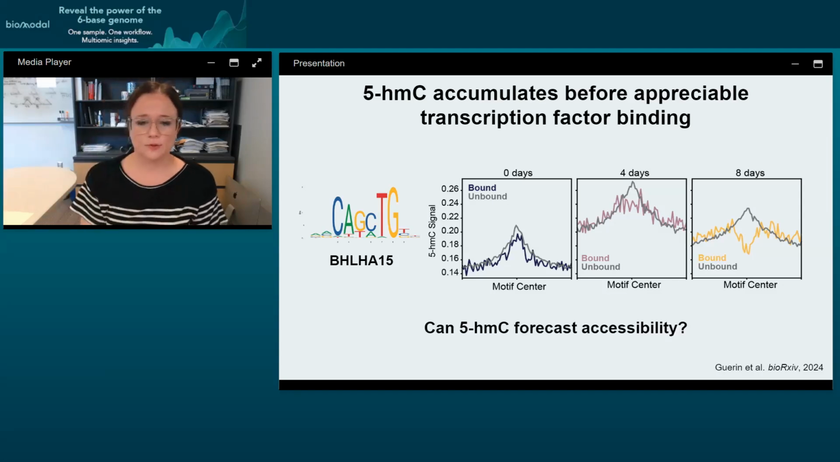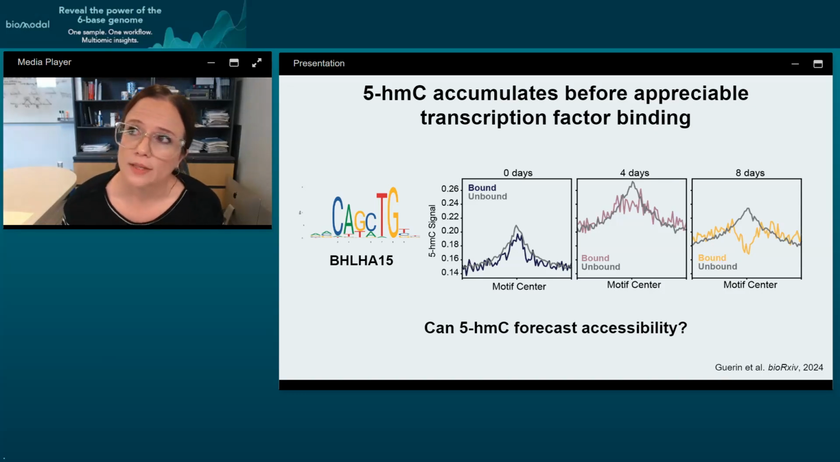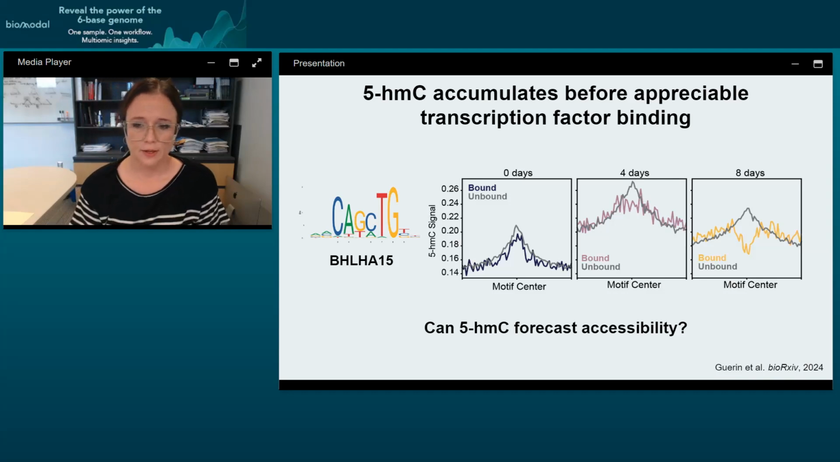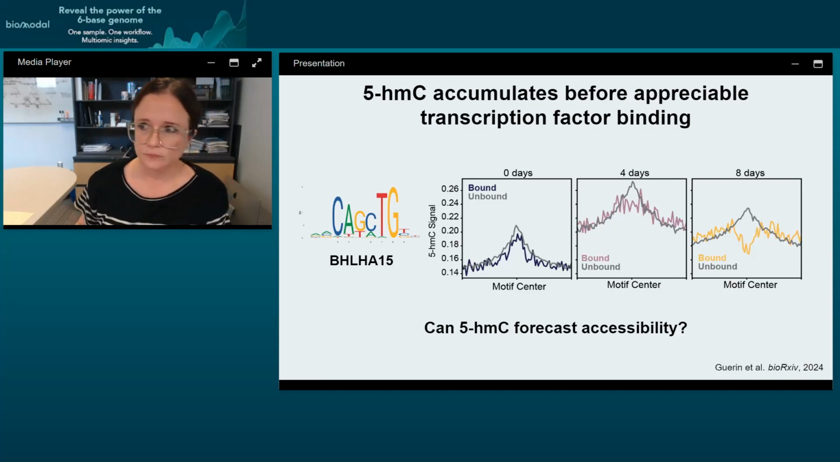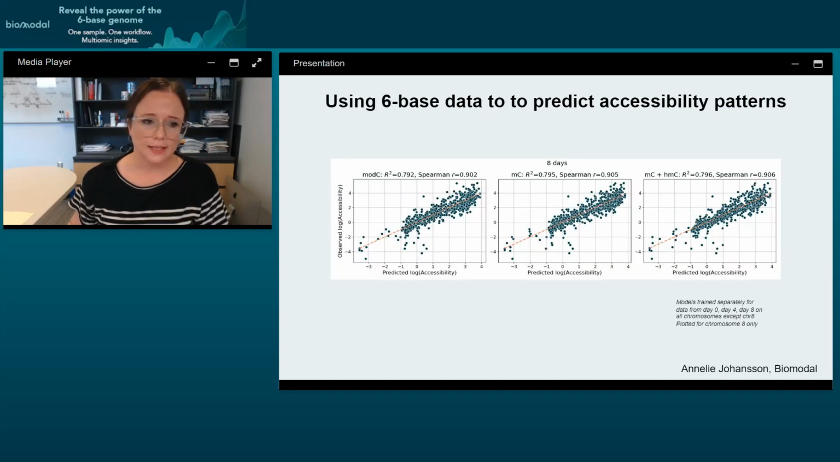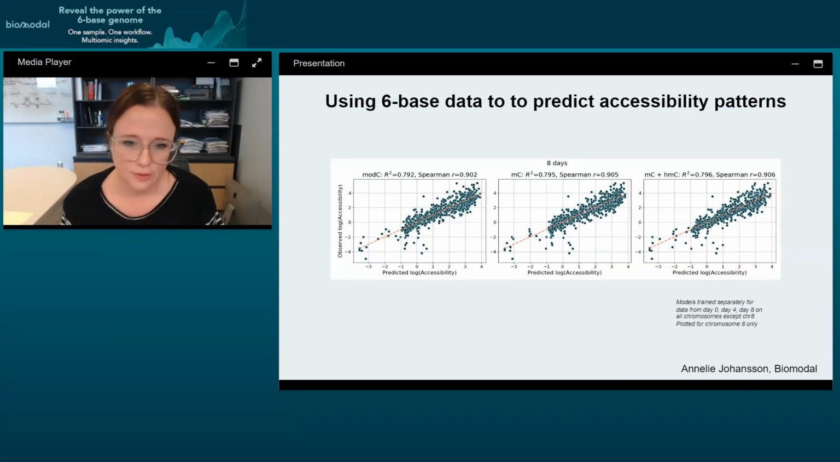So this led to a question. The reason this was surprising is that we always thought transcription factors lead the parade. They bind and then initiate demethylation. But it seems like the initiation of demethylation might be happening either concomitant with transcription factor binding or potentially even before. So this led to a question: can we use 5-hydroxymethylation to forecast accessibility changes? In the last few slides, I'll explain how we approached that.